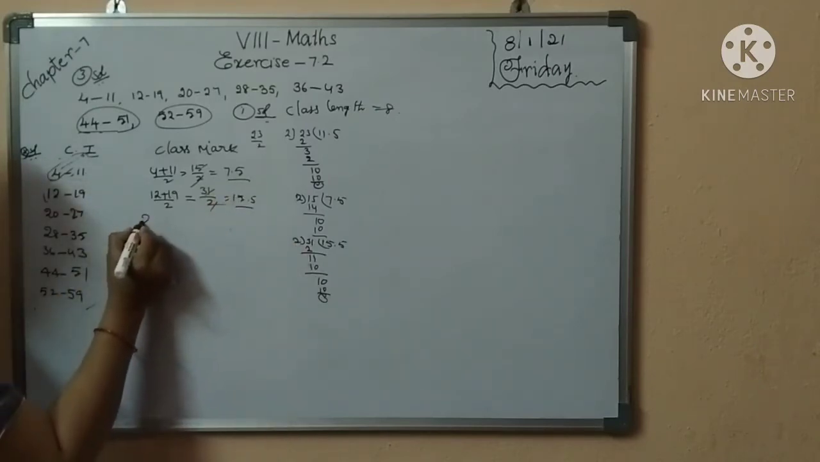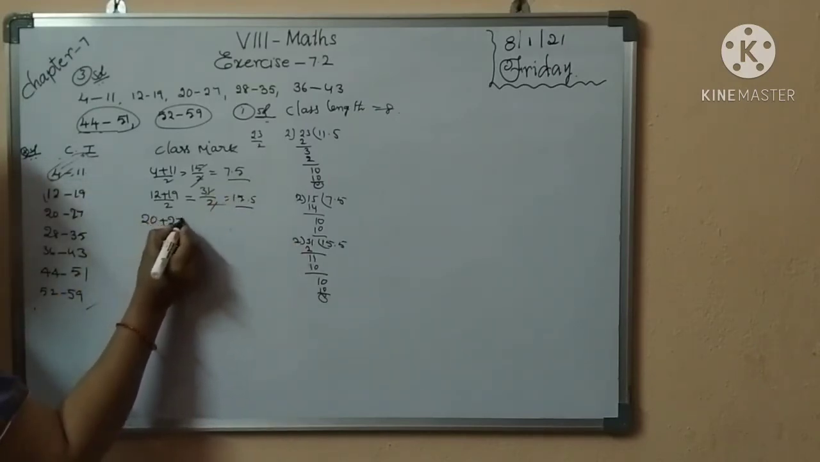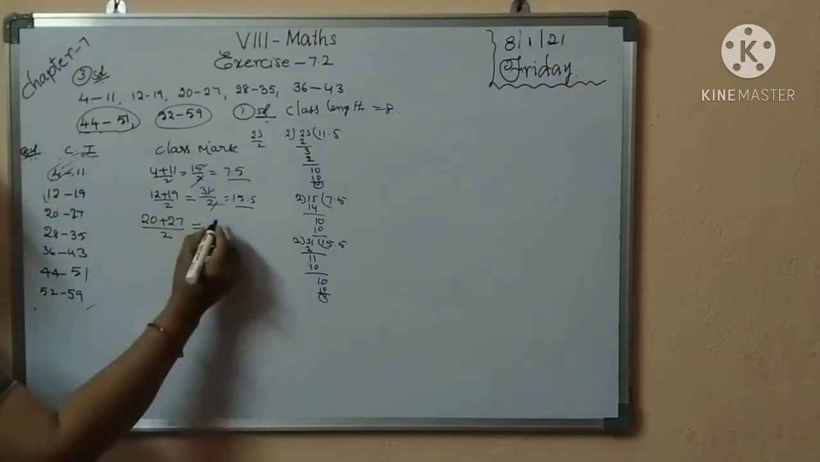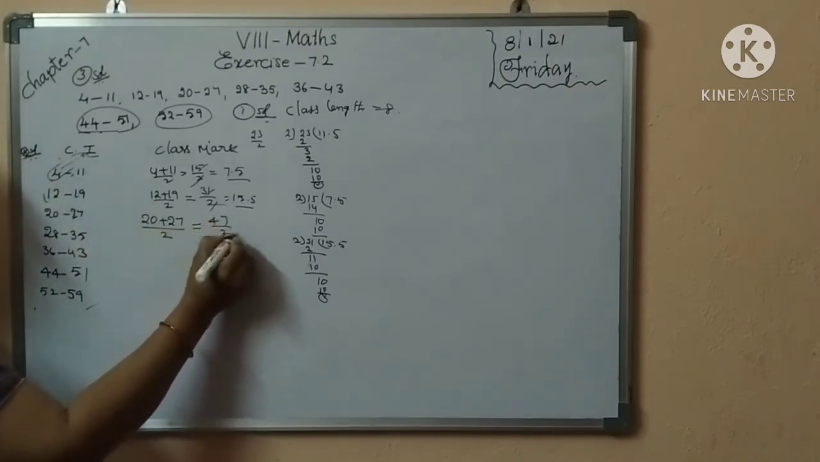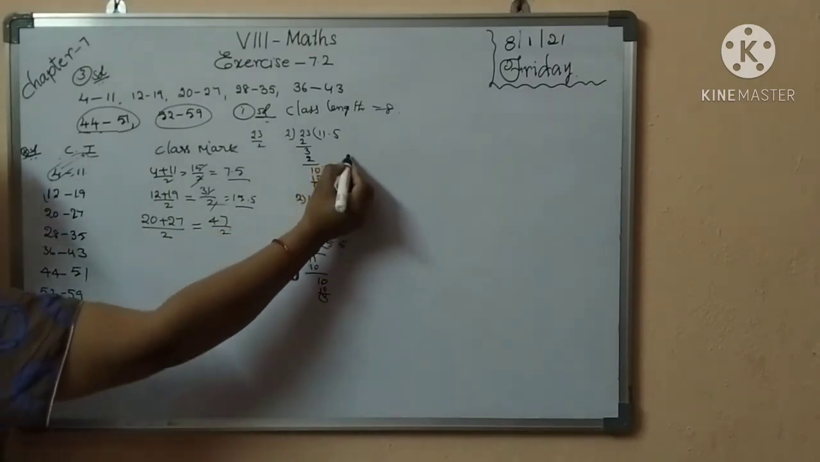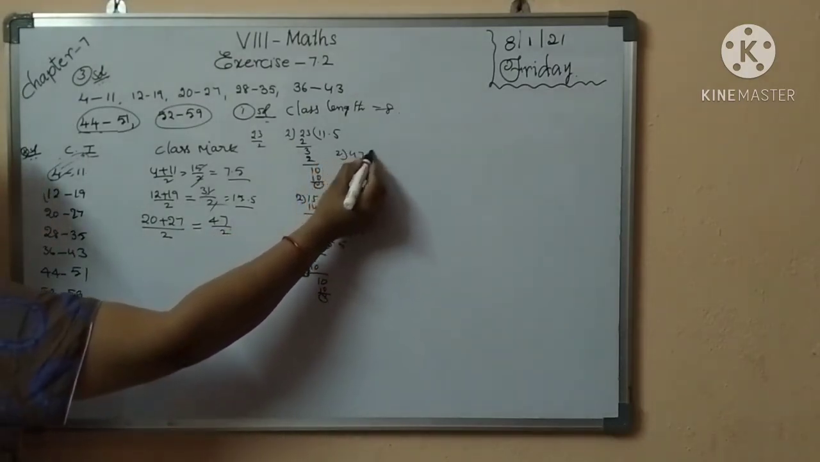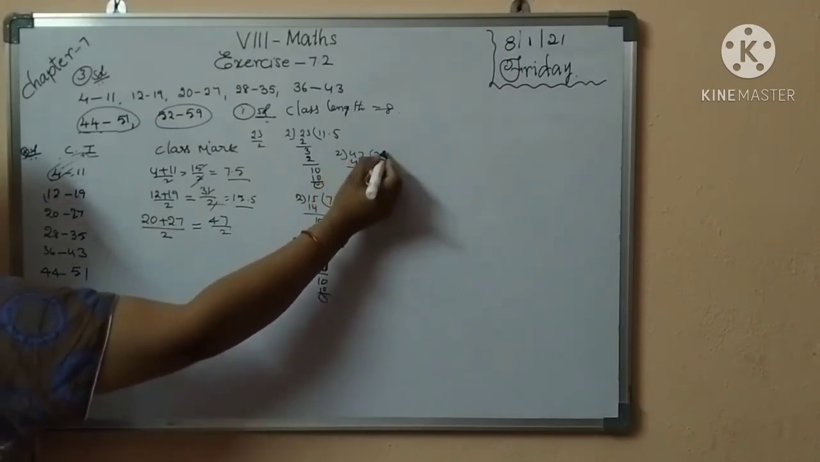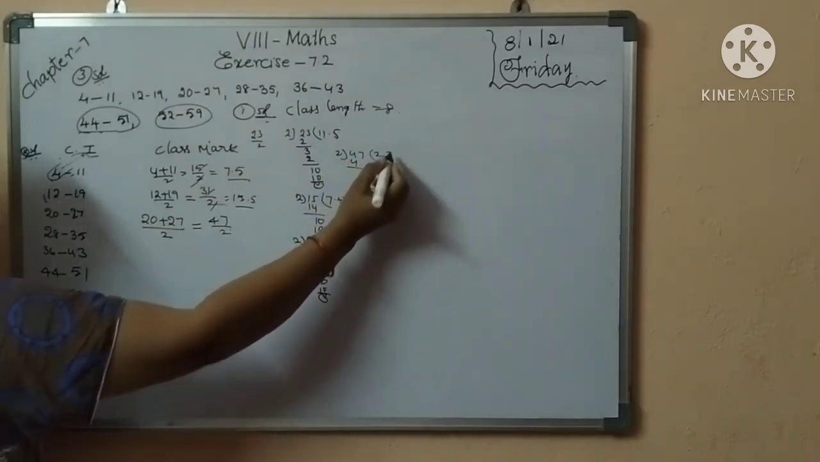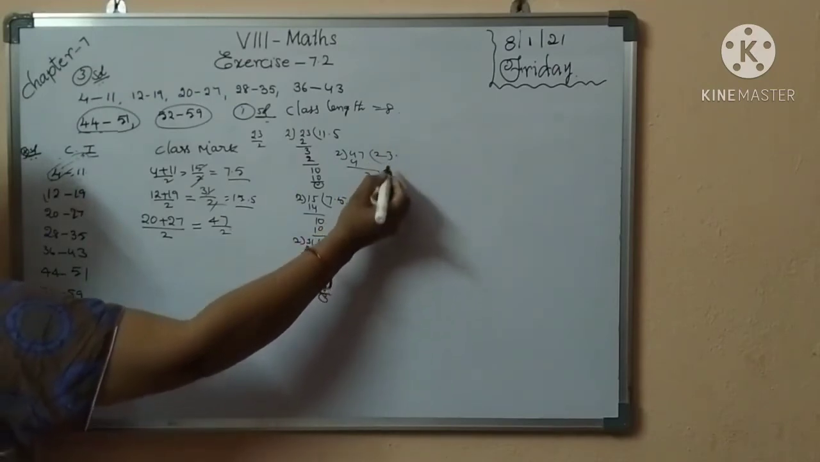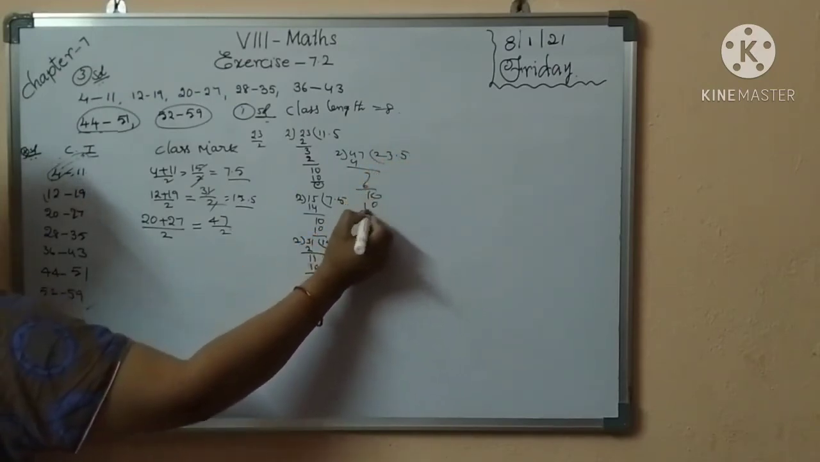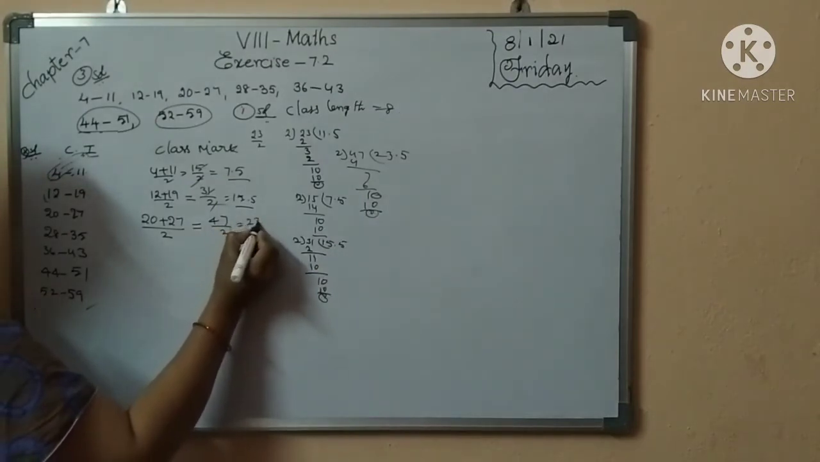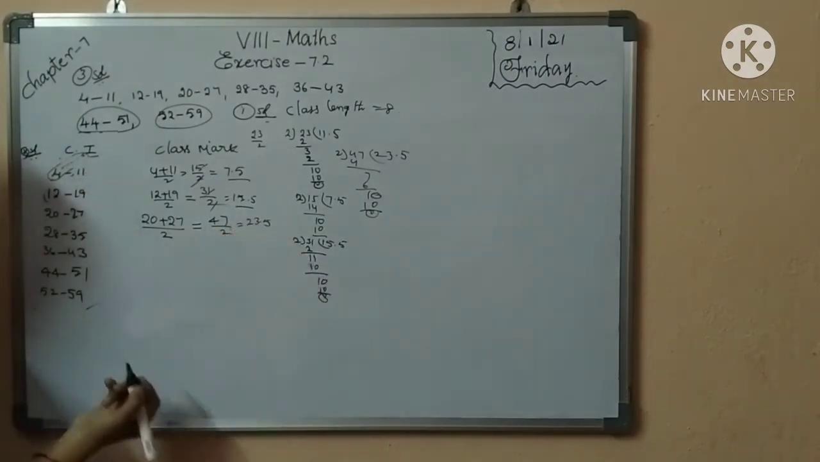Okay. Next here 20 plus 27 by 2. 20 plus 27 is 47 by 2. 47 divided by 2. 2 twos are 4, 7, 3 twos are 6, 1 is there, point, take the 0, 5 twos are 10. So here write 23.5.